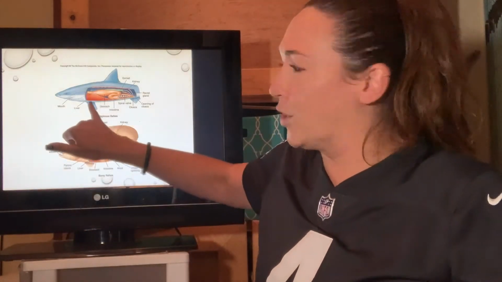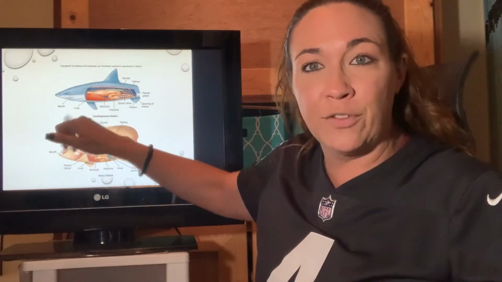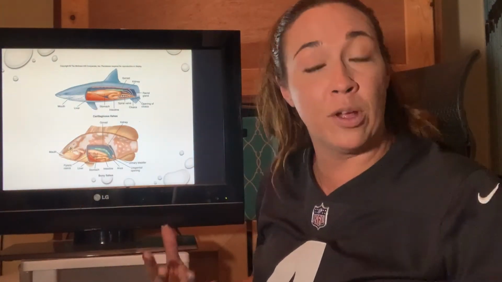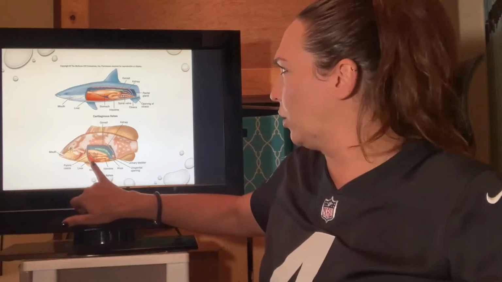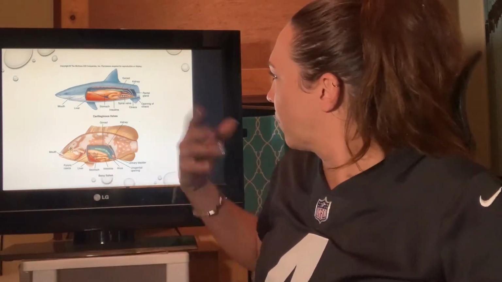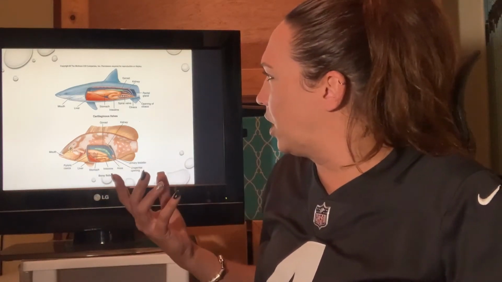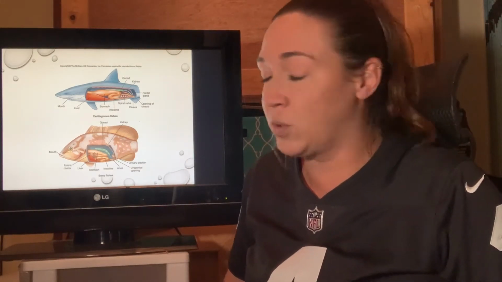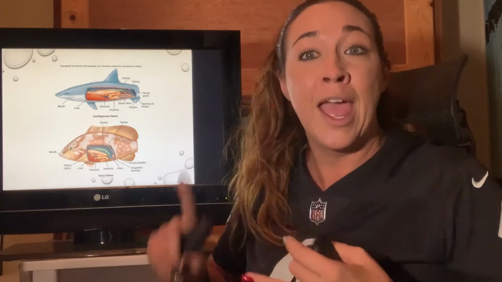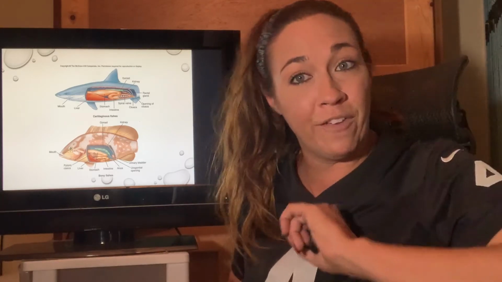Notice the size of the liver as well. Remember, we have a big oily liver here that helps with flotation, helps with buoyancy, and a much smaller liver right here. Otherwise, the rest of them are going to be pretty similar when it comes to the structure of the digestive system, at least between the two. But spiral valve in the sharks and pyloric ceca in the bony fishes.